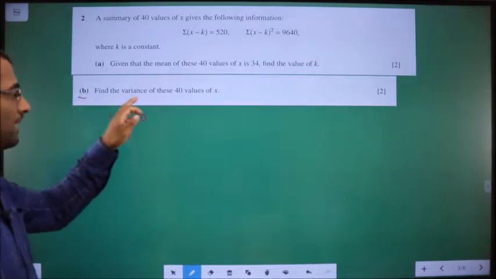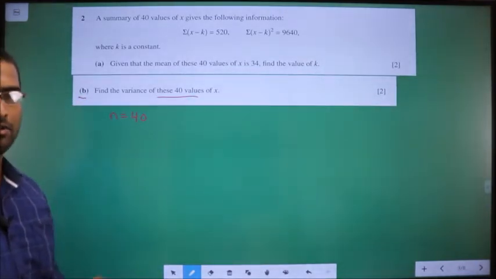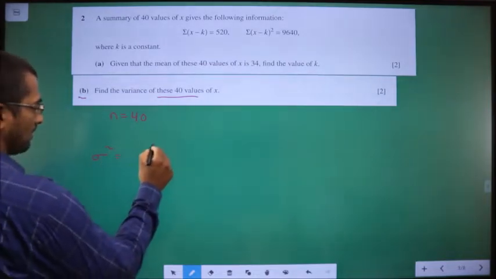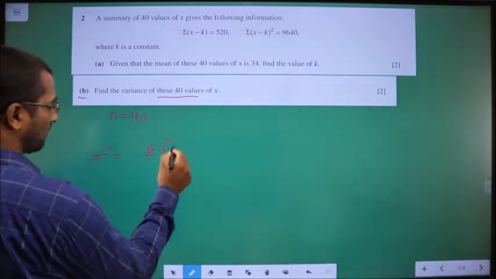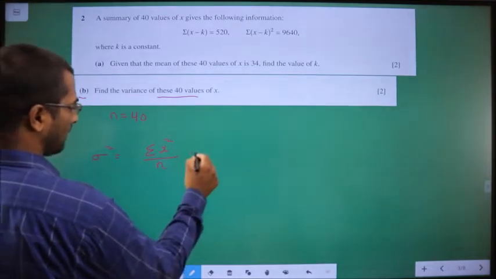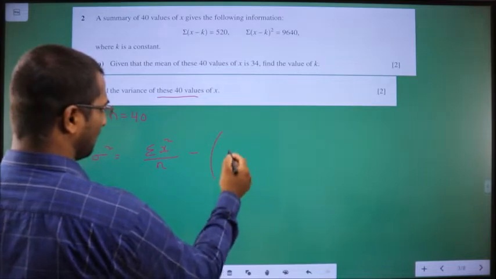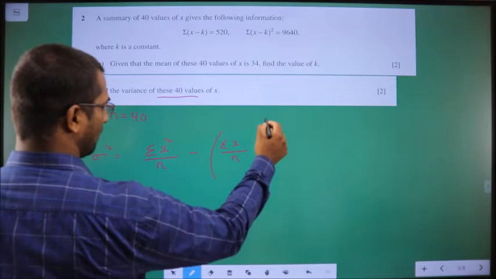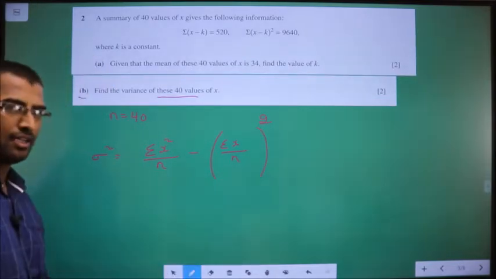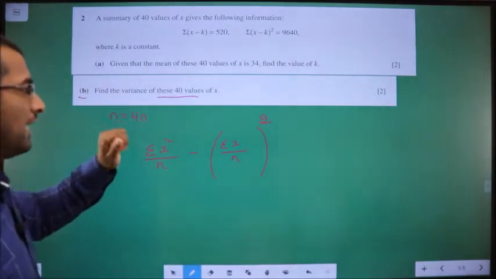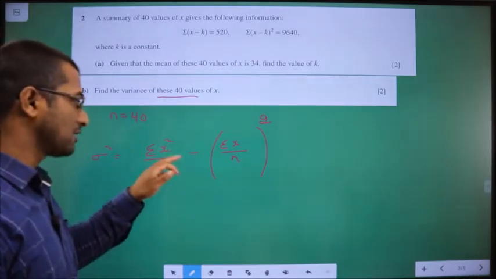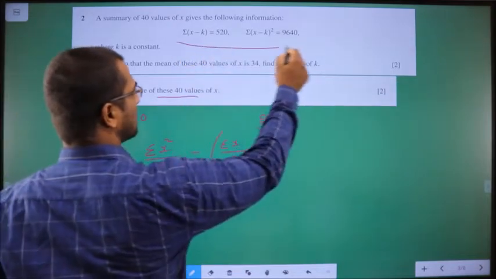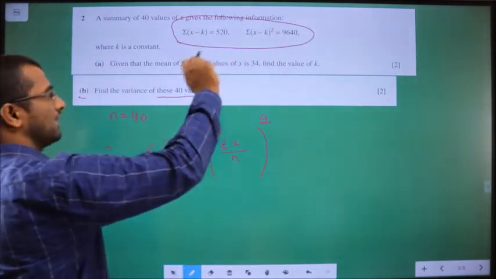B. Find the variance of these 40 values of x. The variance formula is sum of x square by n minus mean square. Mean is nothing but sum of x by n whole square. Clear? But I should find variance. I don't have sum of x square. In that case, I need to understand that these two are given. I should make use of these two.